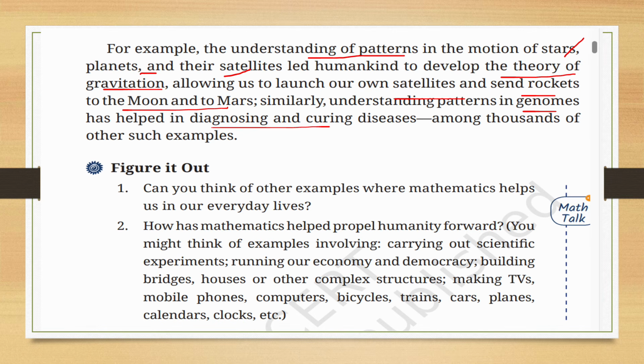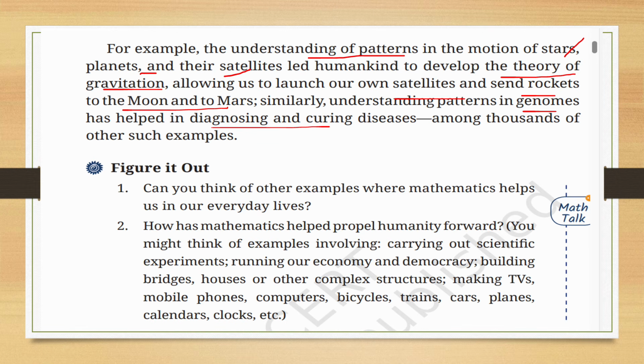Imagine you are holding an apple. You let go. What happens? The apple falls to the ground, right? That is gravity. So, gravity is like a giant magnet pulling everything towards the earth. That is gravitation. So, this helps to launch our own satellites and send rockets to the moon and to Mars.